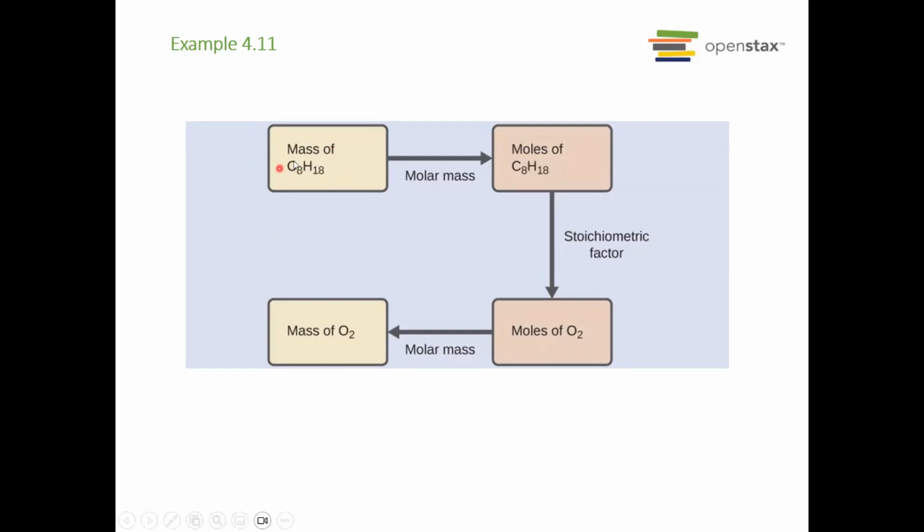We could use the molar mass of octane to convert to moles of that substance. We could then use the balanced chemical equation. We could use those coefficients for octane and oxygen to relate them together. And then finally, we could use the molar mass of oxygen to actually convert that to grams, something that we can easily measure.